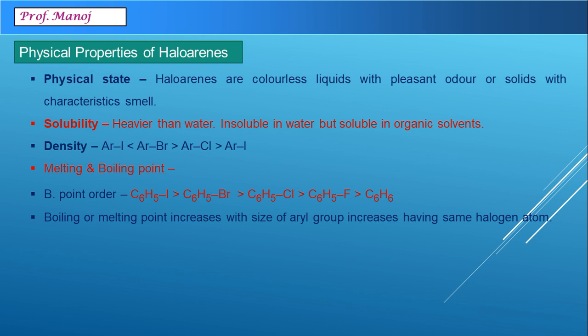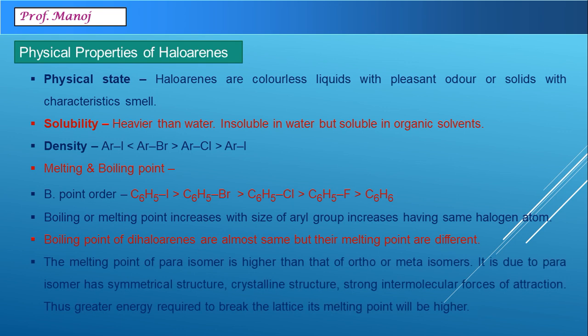Boiling point or melting point increases as the size of the aryl group increases, having the same halogen atom. The boiling points of dihaloarenes are almost the same, but their melting points are a little different. The melting point of the para-isomer is higher than ortho and meta because para-isomers have a symmetrical, crystalline structure, due to which strong intermolecular forces of attraction are present, and greater energy is needed to break the lattice. That is why the melting point is higher.